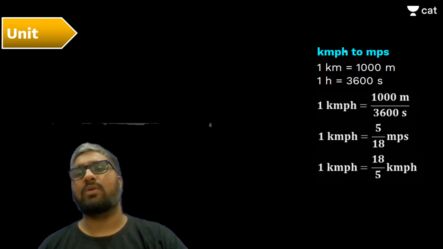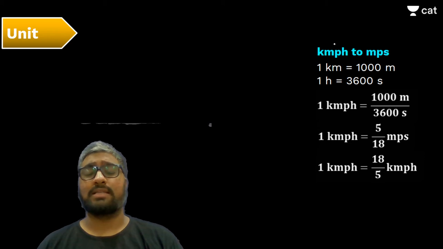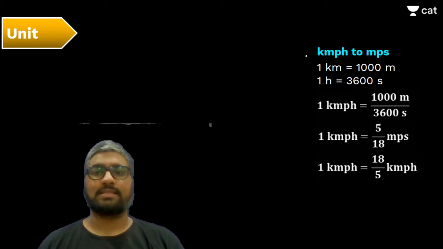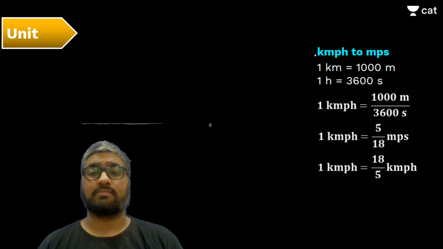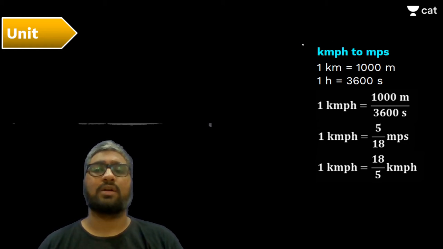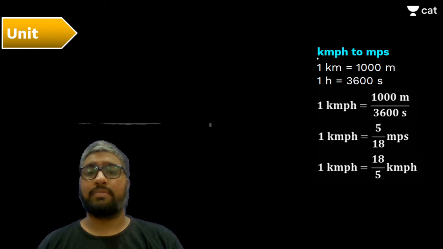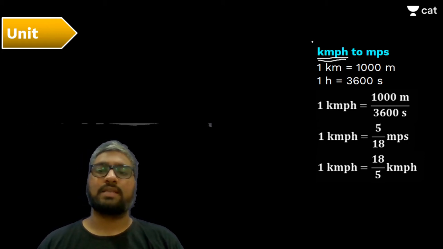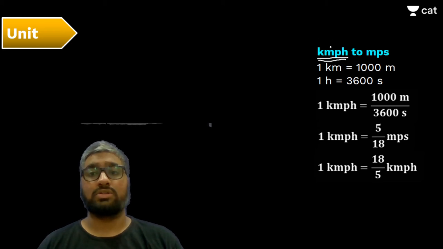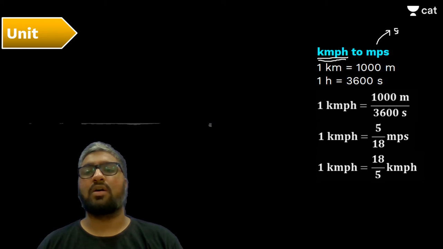Now we know that kilometer per hour is not the SI unit. This is the unit that we use because it becomes very handy for us, and because this was used by the English. English people used to use kilometers per hour, that's why we've gotten used to it, right? Otherwise, the SI unit, the standard unit of speed, is meter per second.